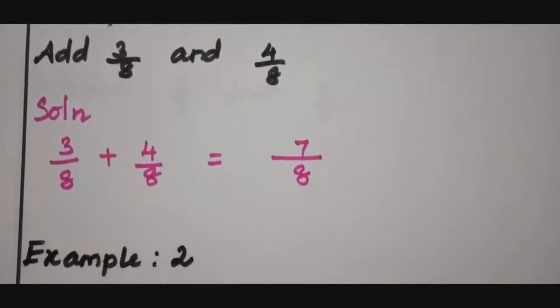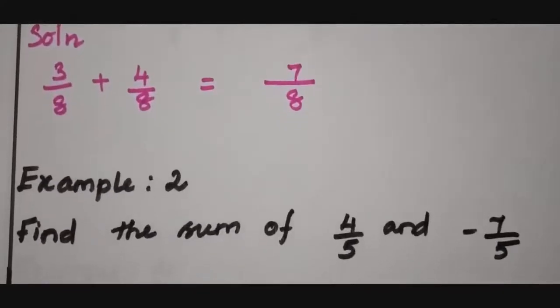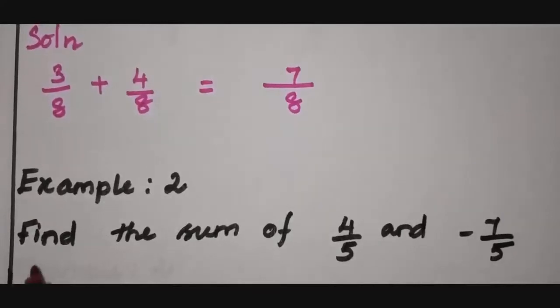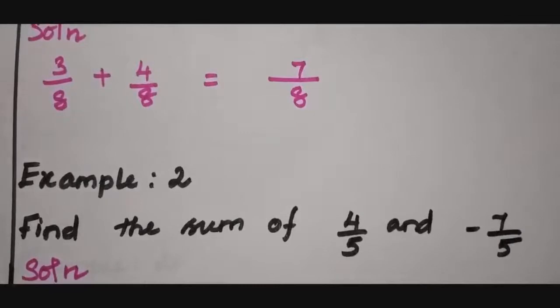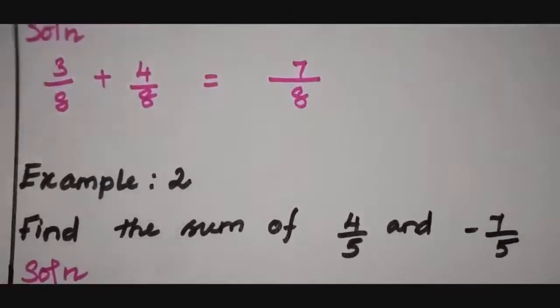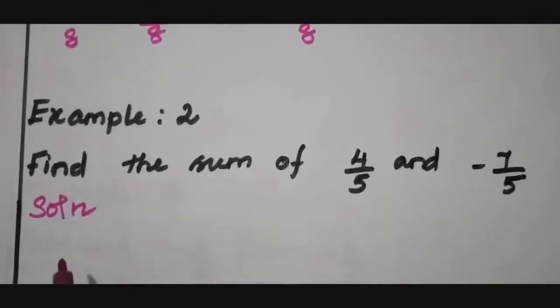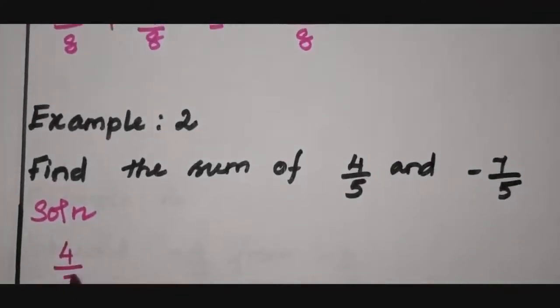Example 2. Find the sum of 4 by 5 and minus 7 by 5. Here the denominators are same, but you have to add one positive rational number and one negative rational number. 4 by 5 plus minus 7 by 5.